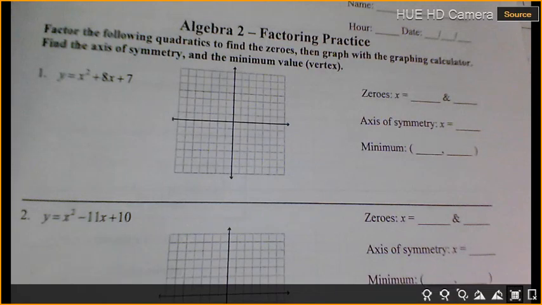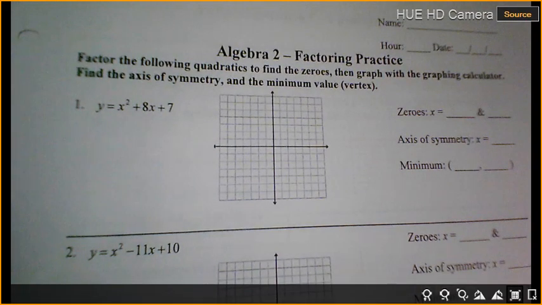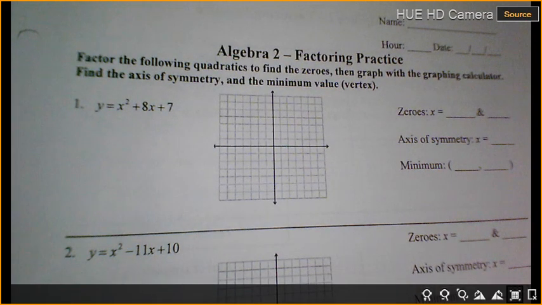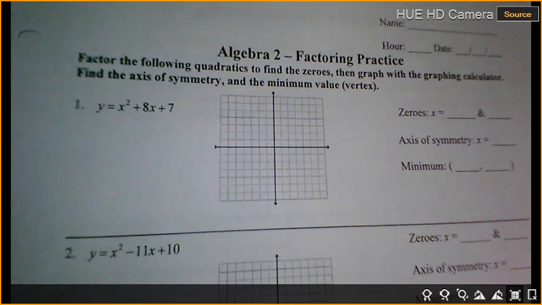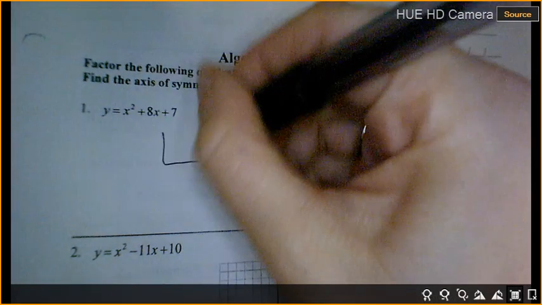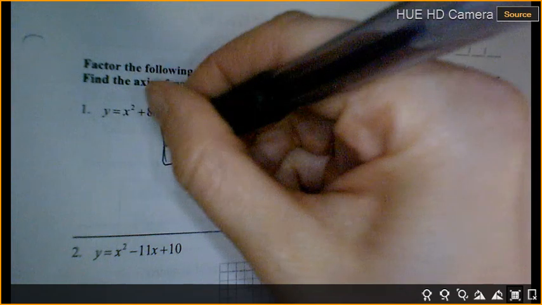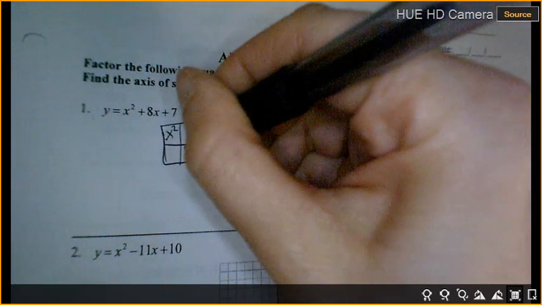We're going to look at some factoring practice and figuring out zeros and axis of symmetry and all those fun things. So the first thing I'm going to do is look right here at number 1. And I'm going to factor this. I like to build a box. I like to put x squared here and 7 here.